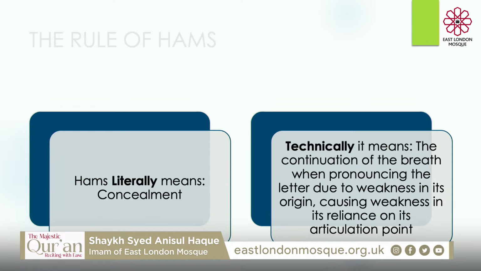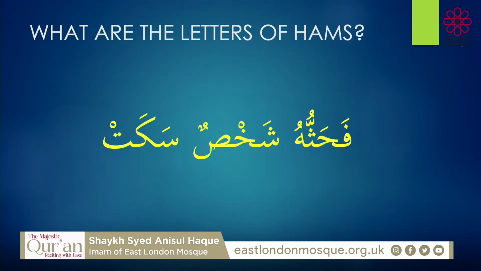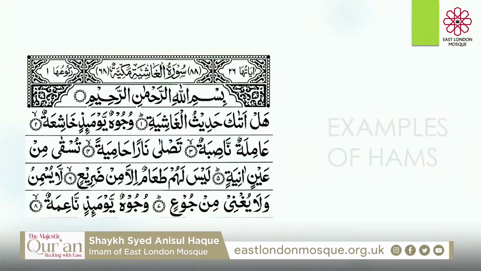For example, when we read وَيْلٌ لِكُلِّ هُمَزَةٍ لُمَزَةٍ, at the end of هُمَزَةٍ there is a ha there. Many people just leave it. وَيْلٌ لِكُلِّ هُمَزَةٍ لُمَزَةٍ. But if you do the hams, how will you say it? وَيْلٌ لِكُلِّ هُمَزَةٍ لُمَزَةٍ. There's a difference. The second one, I'm pronouncing the ha. Same with, for example, here: هل أتاك حديث الغاشية. Not غاشية.